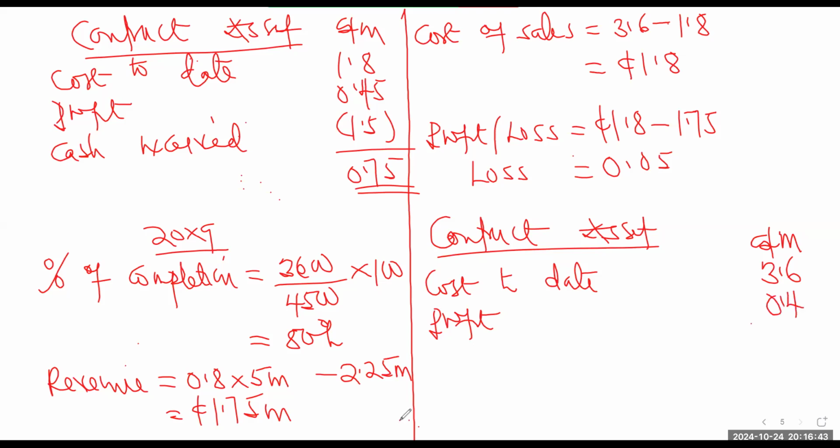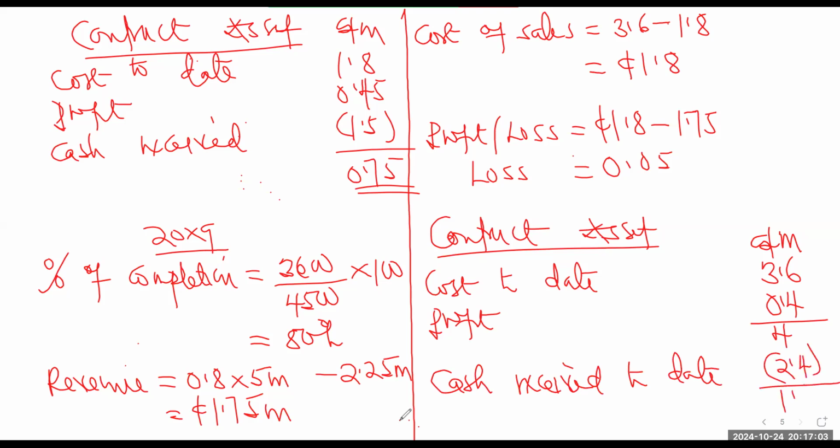Okay, what will be the full amount over here? This will be 4 million. Okay, what is the amount that has been received up to date? 2.4. Cash received to date will be 2.4. Our contract asset will be what? 1.6. Okay. So the contract asset is done on a cumulative what? Basis. Contract asset is done on a cumulative basis.